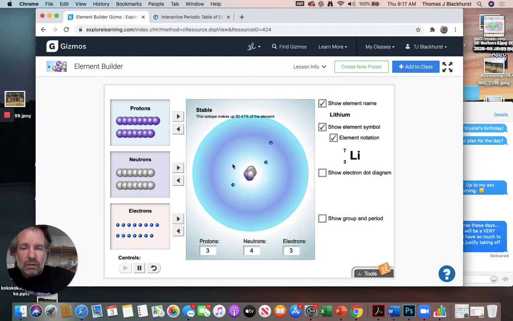And that makes it neutral, right? If I had a different number here, that would be ionized. If I had too many or not enough electrons, that would be ionized as well. So protons and electrons are always going to be the same in a neutral atom.